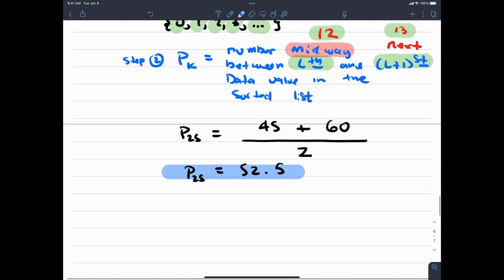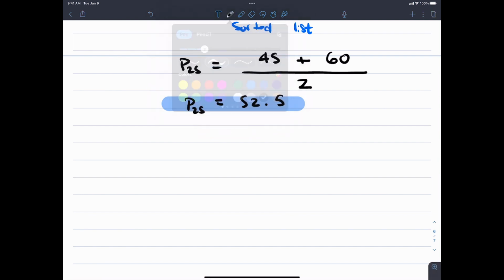See if you guys are awake. Just give you guys another quick example. P75. Okay?